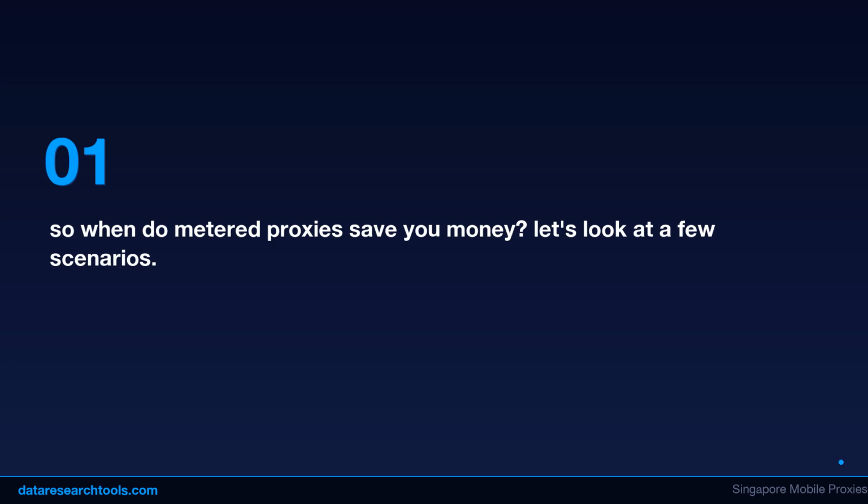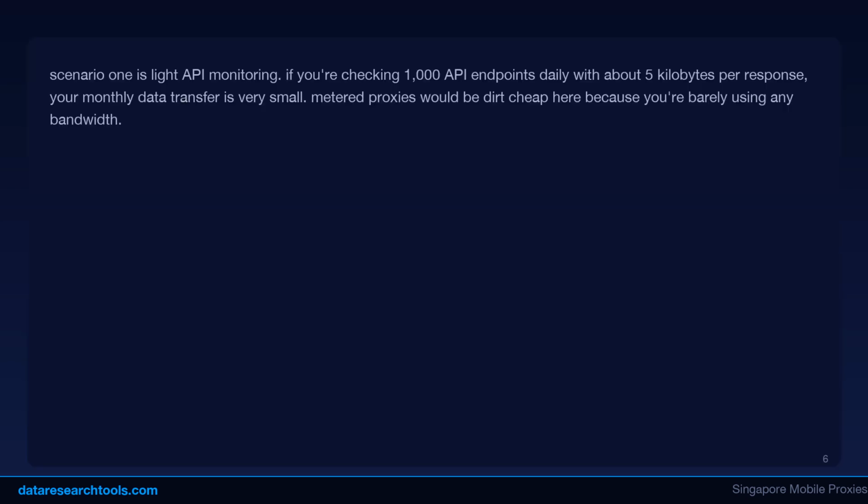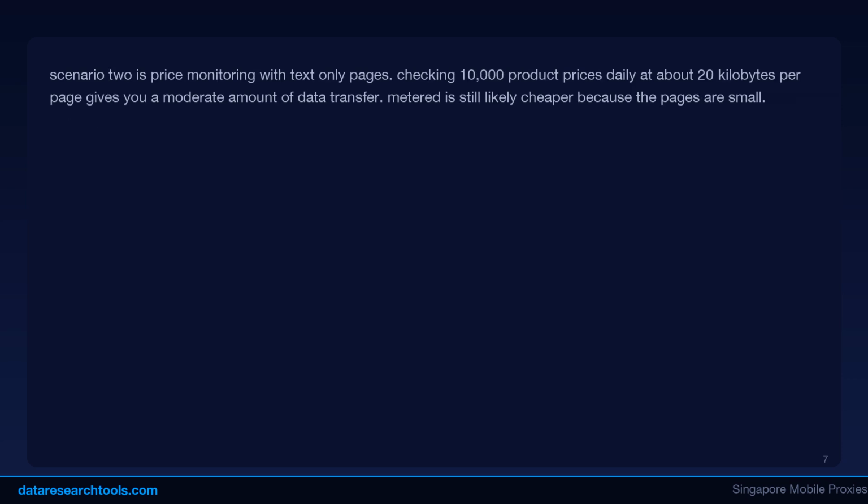So when do metered proxies save you money? Let's look at a few scenarios. Scenario 1 is light API monitoring. If you're checking 1,000 API endpoints daily with about 5 kilobytes per response, your monthly data transfer is very small. Metered proxies would be dirt cheap here because you're barely using any bandwidth.